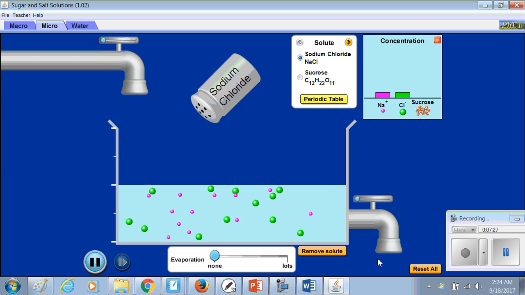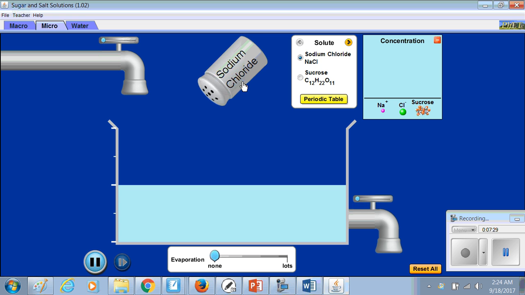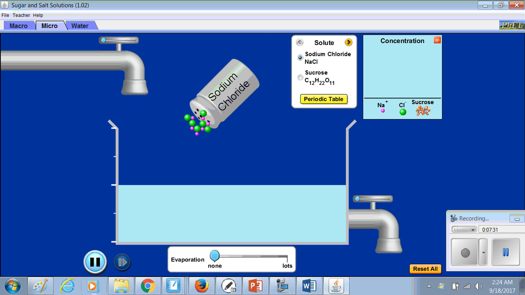Let's reset. See if I can pause before we get it in. There we go. So as a solid, your chloride ions are the green, and your sodium ions are the purple. As a solid, those sodium and chloride ions are together, but as soon as they hit that liquid, they become aqueous. As ions become aqueous, they dissociate into individual Na+ ions and Cl- ions, okay?